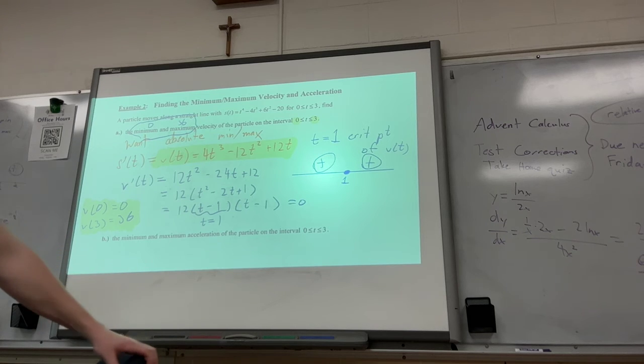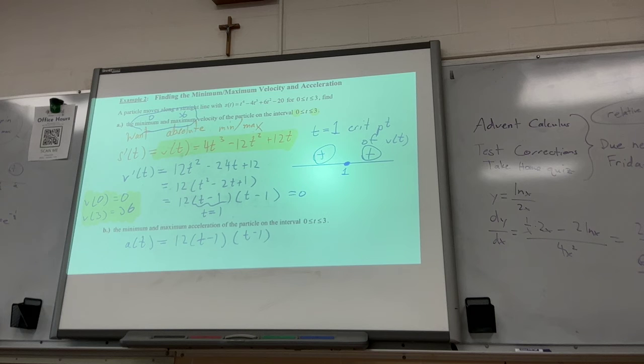And then for b, we just repeat the same, but with acceleration. So v prime is our acceleration, so a of t equals, I'm going to leave it in factored form. How come you didn't put 0 on the sign graph? Because 0 is not a critical point of v prime. If you look at v prime and plug in 0, you do not get 0 or undefined out. So here's our acceleration.